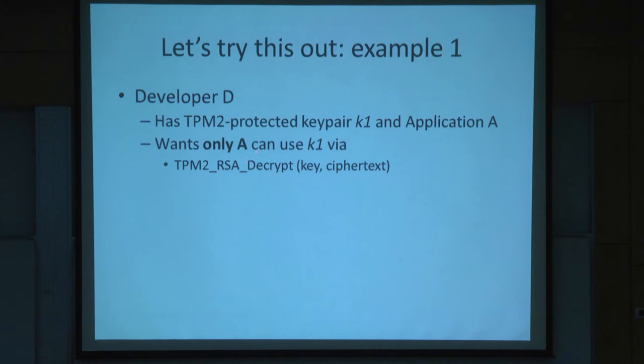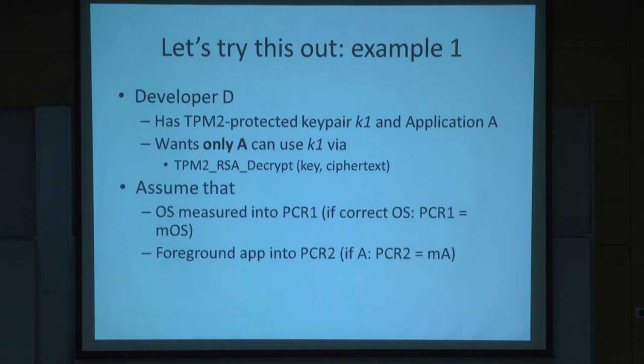So the developer wants to make sure that only this application A can make use of this key. And let's make a couple of simplifying assumptions. Let's say that this also should be possible only if you are running a certain operating system, and that operating system has a measurement that would be put into PCR1, and if you're running the correct operating system, PCR1 will have MOS.